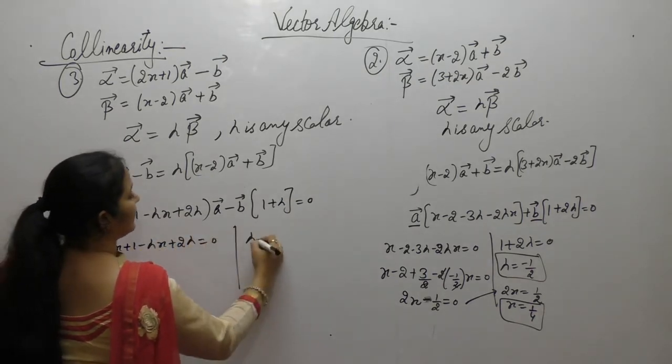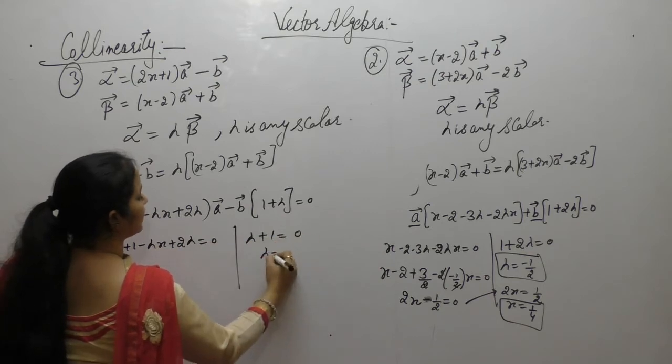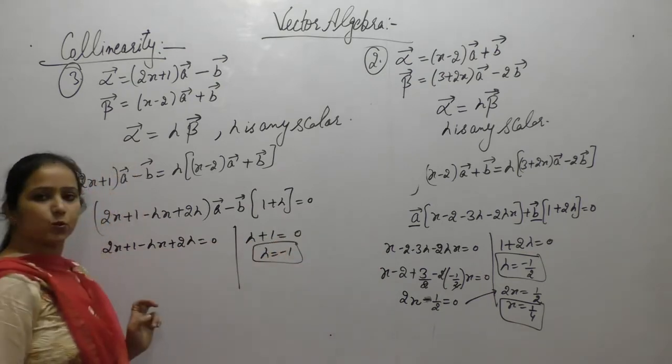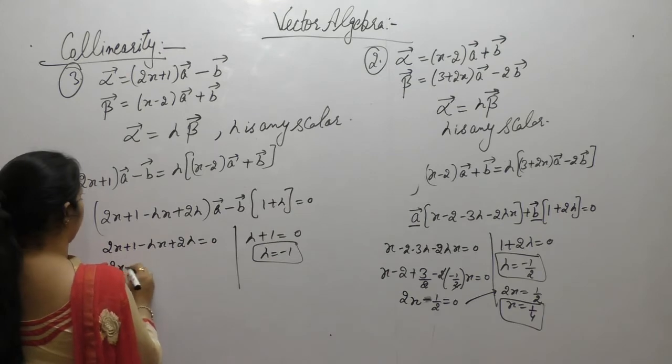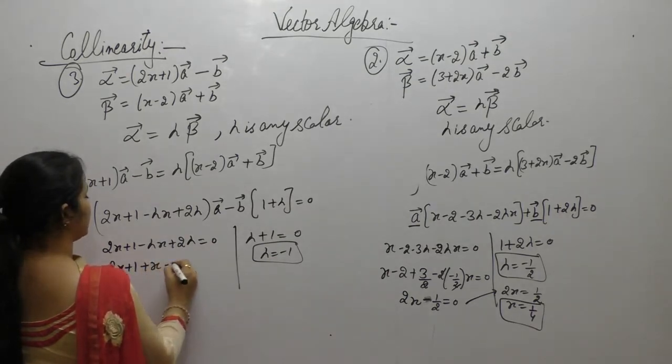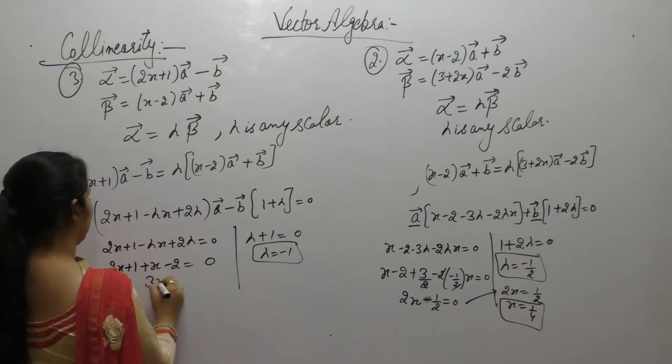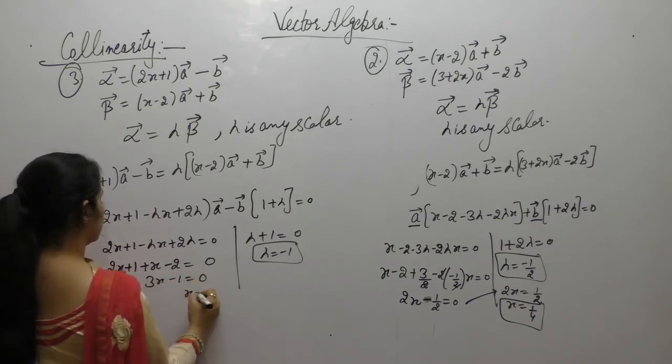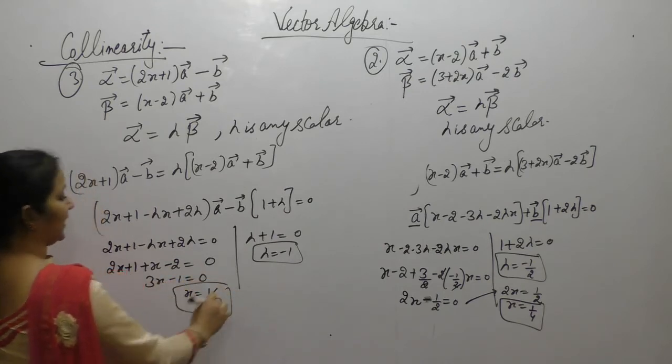or lambda plus 1 is equal to 0. From here we get lambda as minus 1. Put the value of lambda. 3x minus 1 is 0, so we get x as 1 by 3.